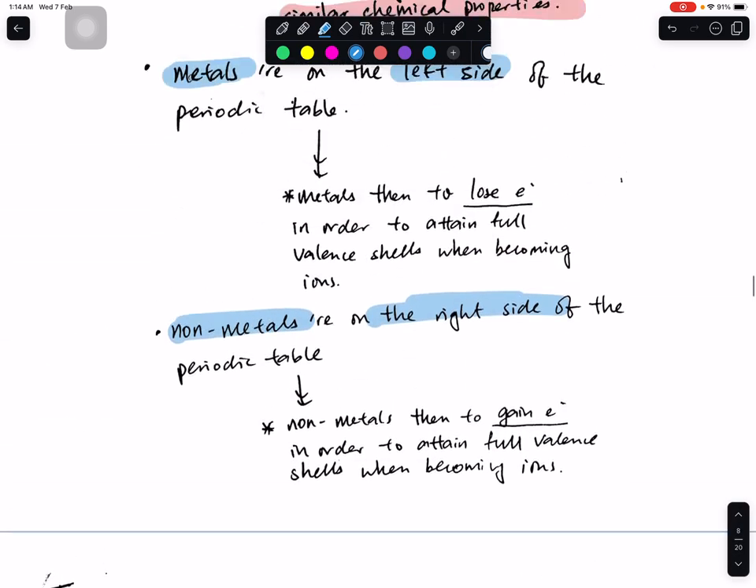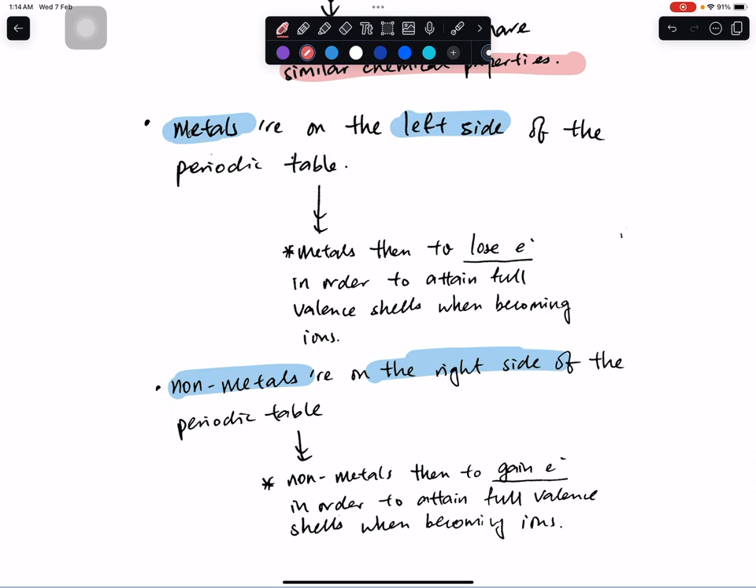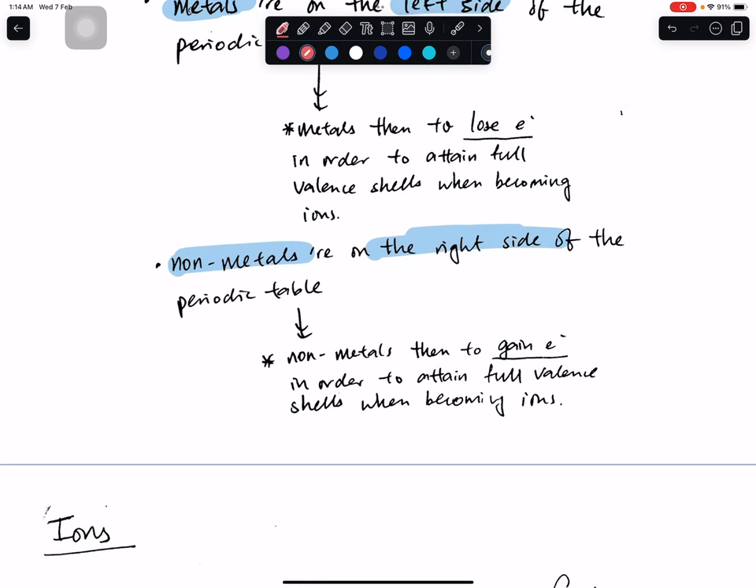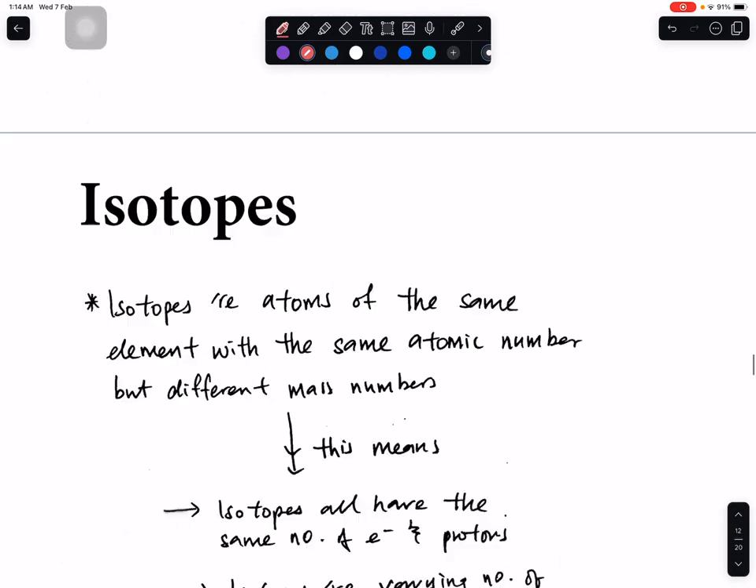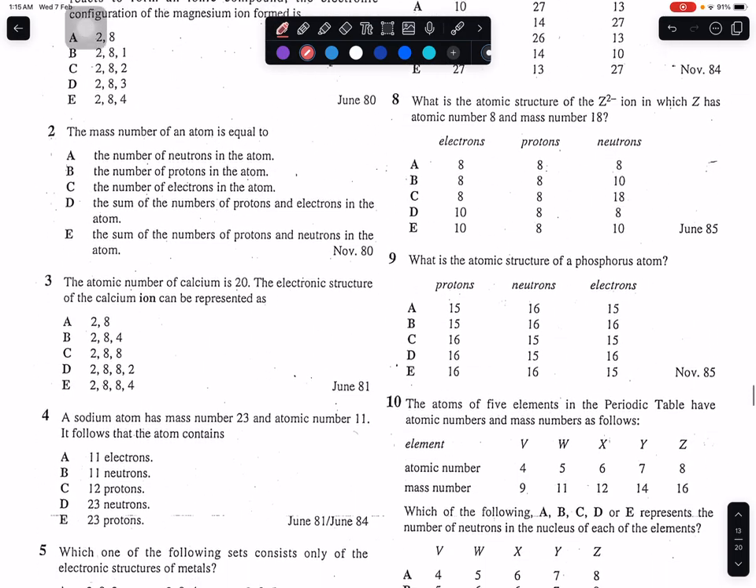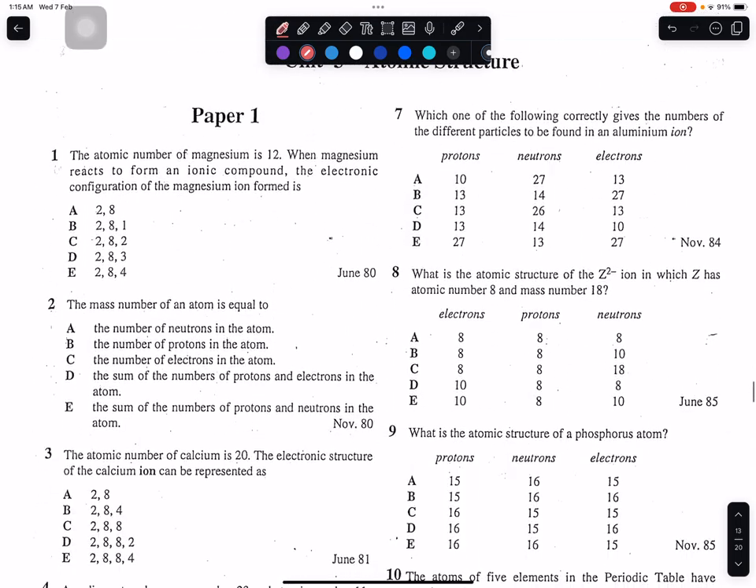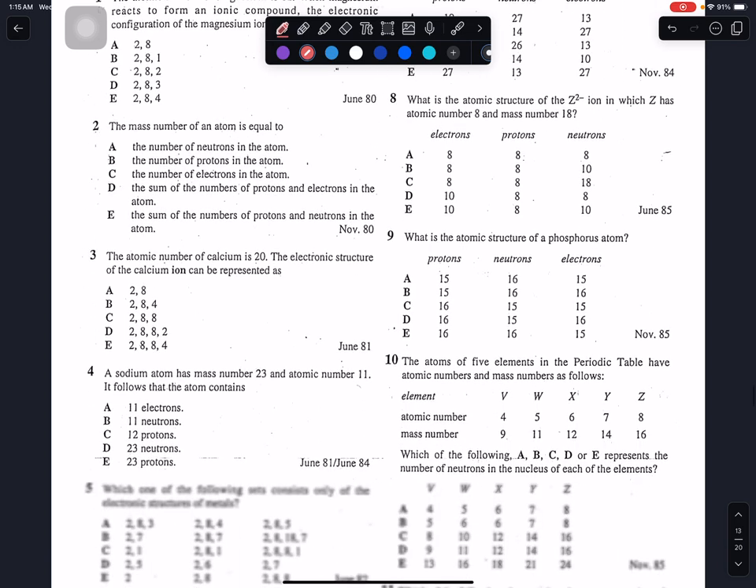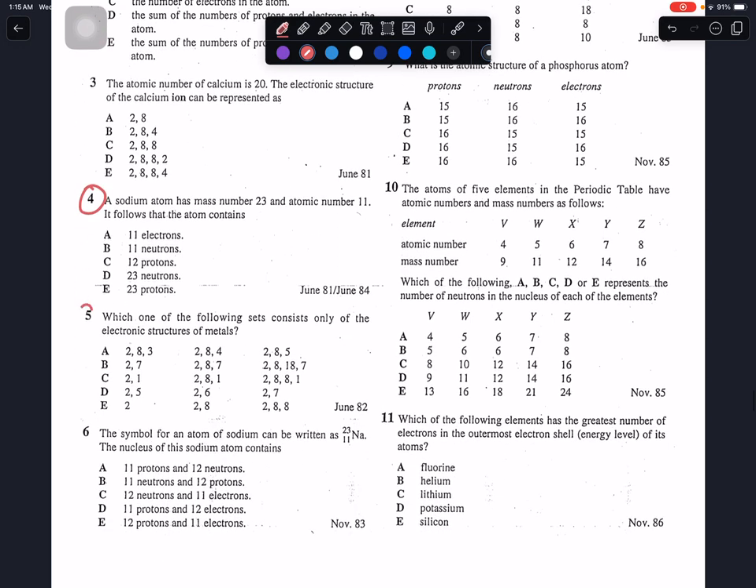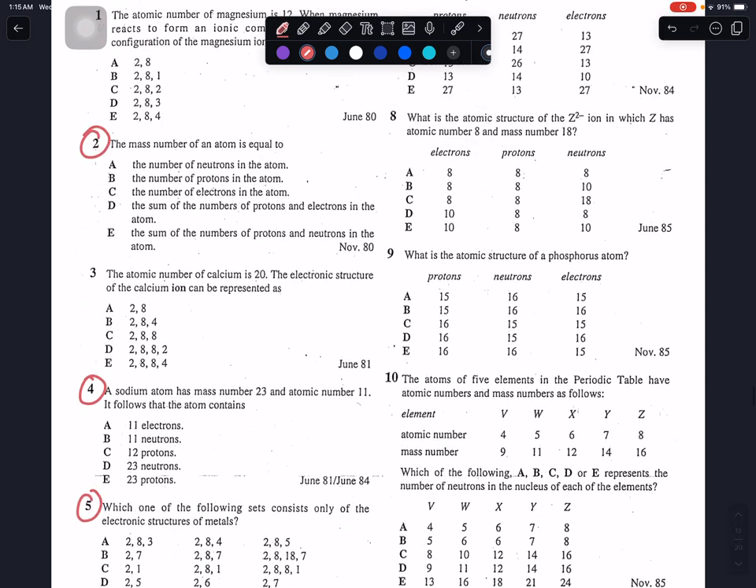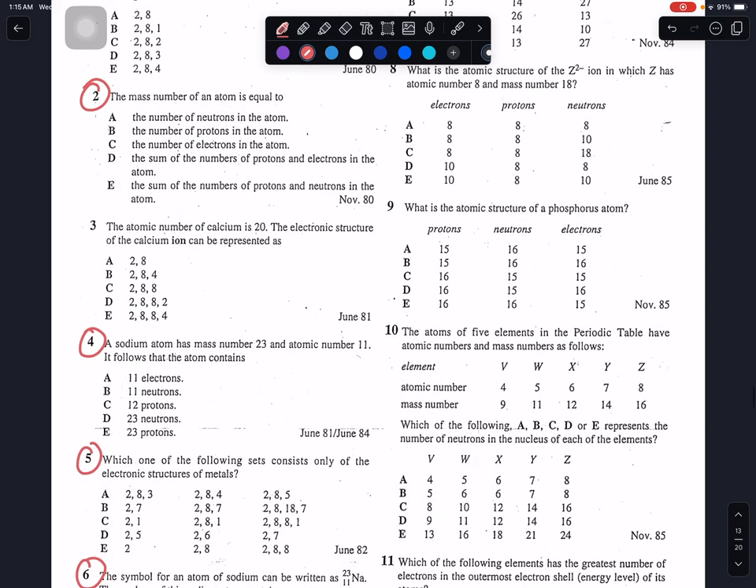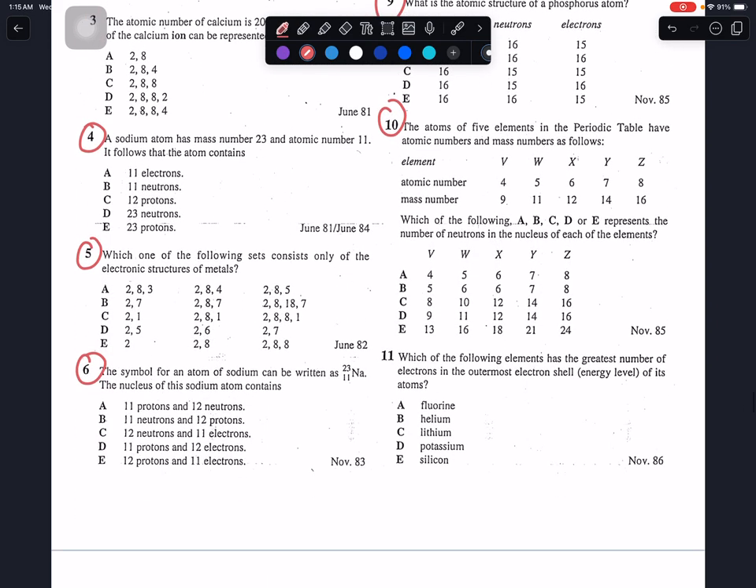Once you have reached this part, you can generally get the students to try out some questions. I'll show you which questions you can get the students to try. You can take a look at this page, which is on page 13 of the document. Generally I'll give them a couple of questions related to atomic structure. I'll give them number 2, number 4, number 5, number 6. We also give them number 9, number 10, and number 11.